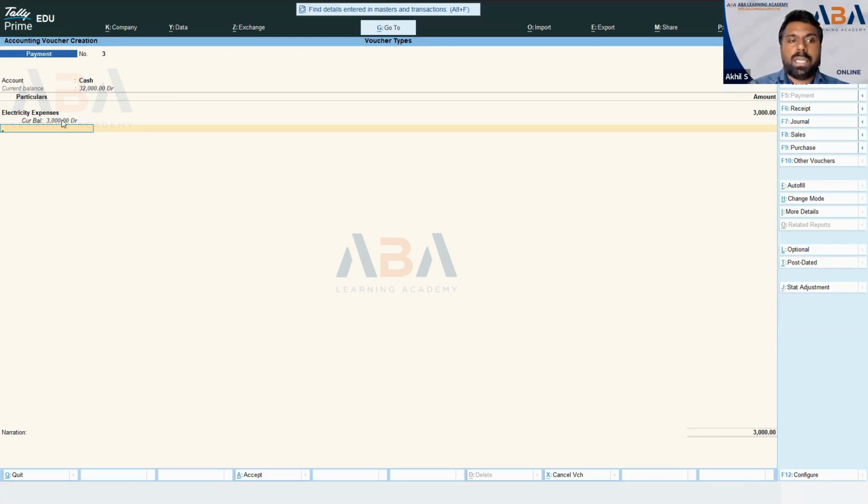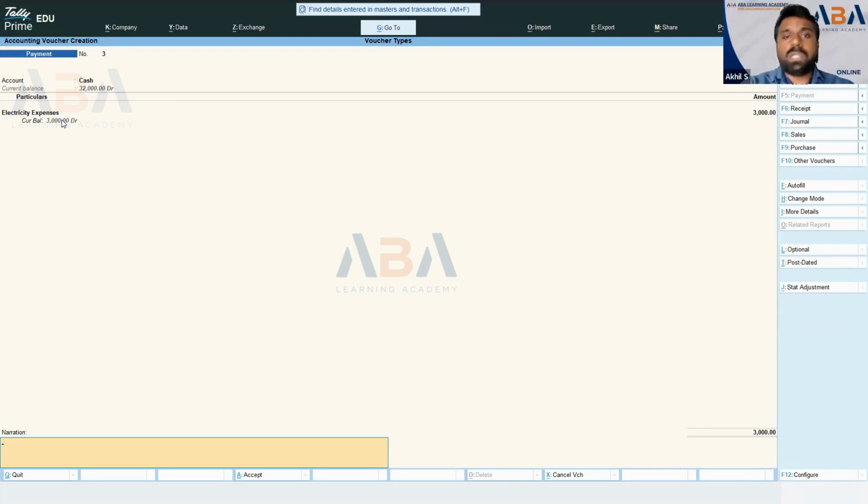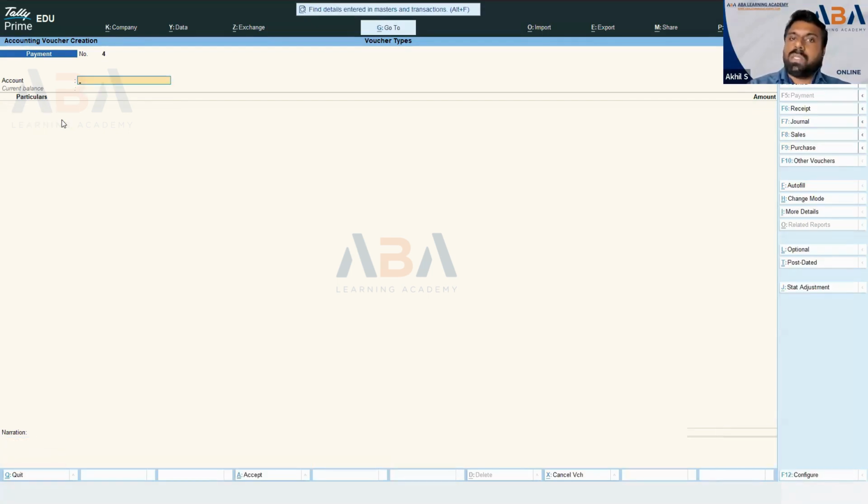So I'm pressing enter. In the narration column, we can mention electric charges paid. So press enter, enter. So we have created two payment transactions. One is for rent paid and the other one is for electricity charges.